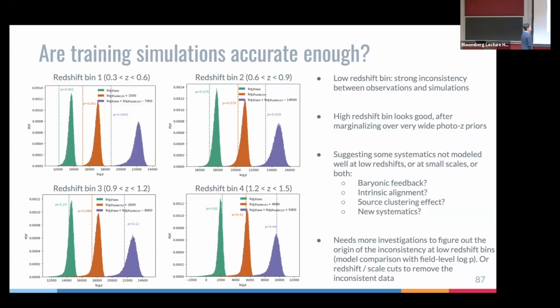And for the low redshifts, of course, this is suggesting maybe some systematics not modeled well, either at low redshifts or maybe at small scales, because the lower redshift probes small scales, or both.